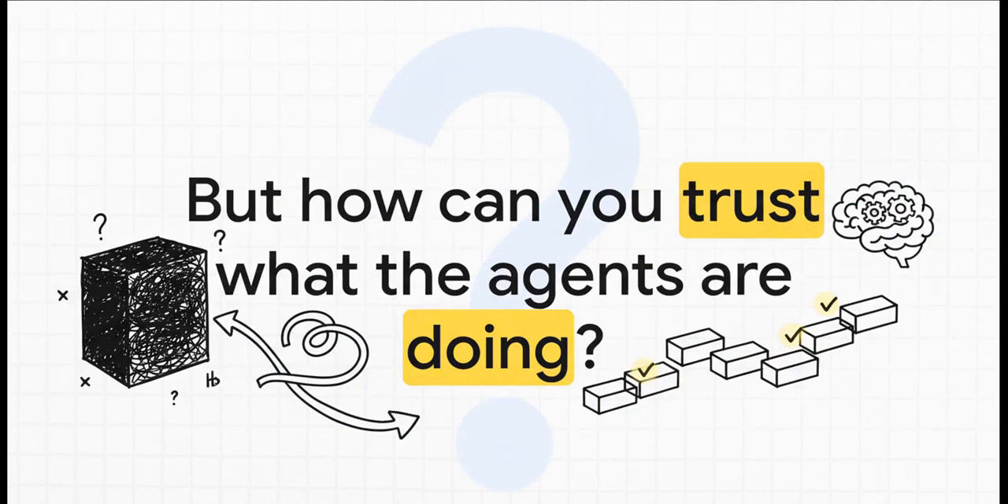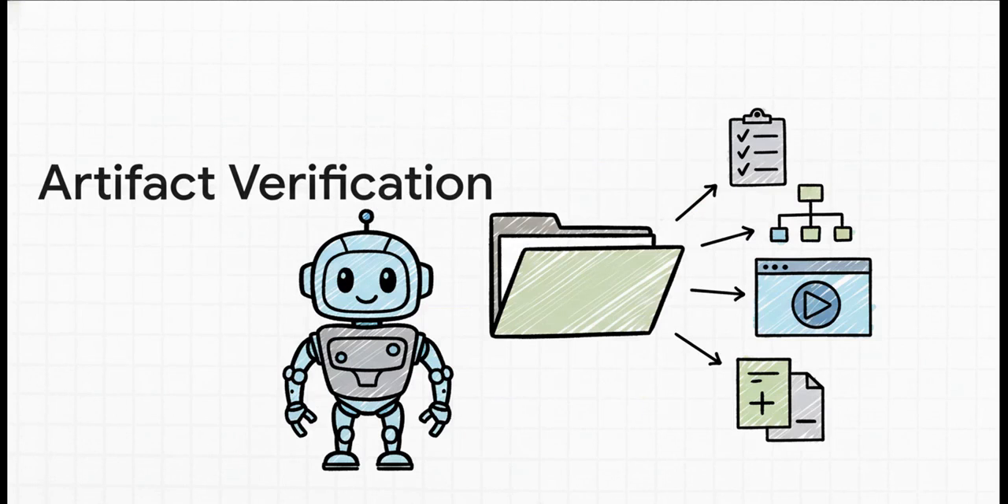And this is the big question, isn't it? If you're handing off these huge, complex tasks to an AI, how do you know it's not going off the rails? How do you trust it? How do you avoid that classic black box problem where you have no idea what's happening inside? Well, Antigravity's answer is pretty clever. It's called the artifact-based verification system.